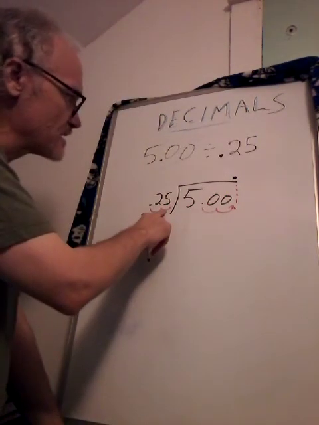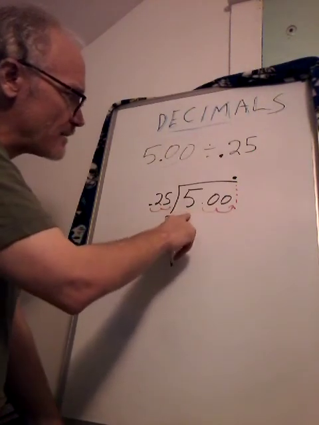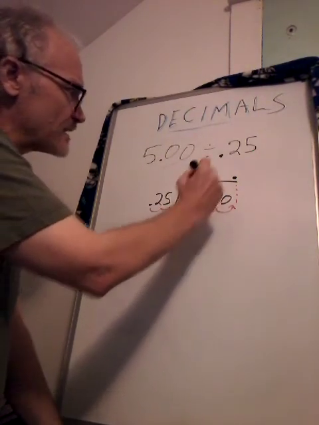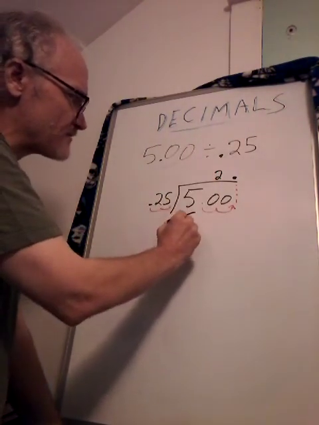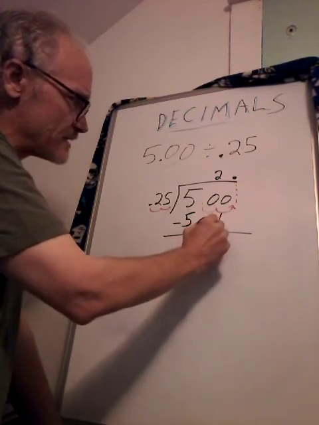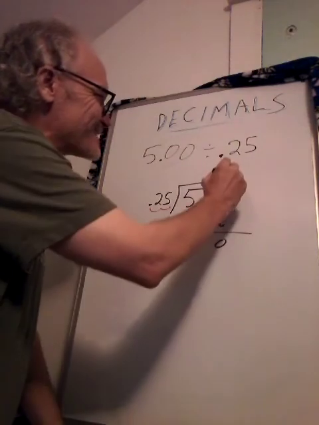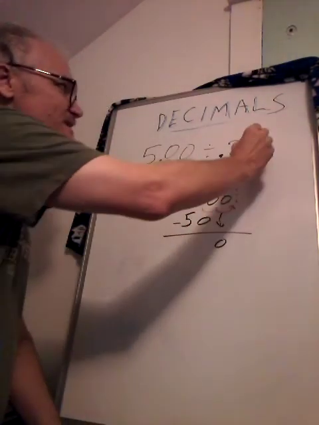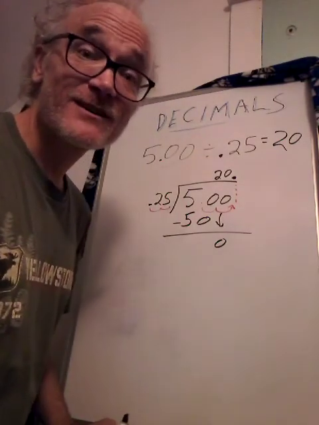How many times can 25 go into 5? It cannot. I'll move over. How many times can 25 go into 50? 2. I want to put that 2 up there. 2 times 25 is 50. That gives me 0, and then I bring down a 0. How many times can 25 go into 0? None. So I have 20. So guess what? There are 20 quarters in $5.